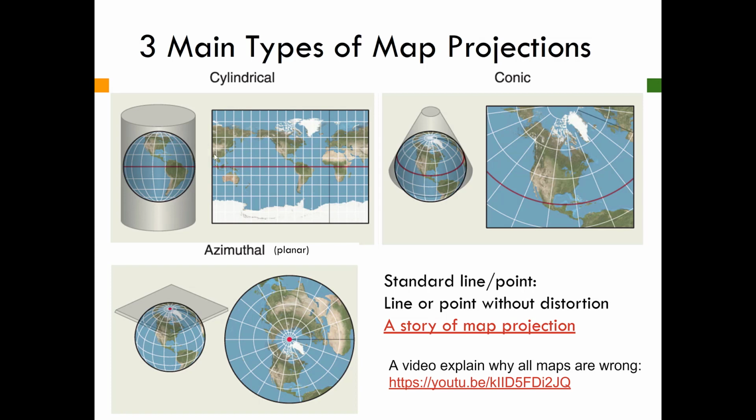But keep in mind this point is important. On this cylinder, this red line is important. On this cone, this red line is important. We call them standard line or center point. That is where the surface touches the earth. You don't have distortion, you don't have shadow. In this story map, I'm going to share with you a story of map projection and why all maps are wrong. So let's do that in our lecture.